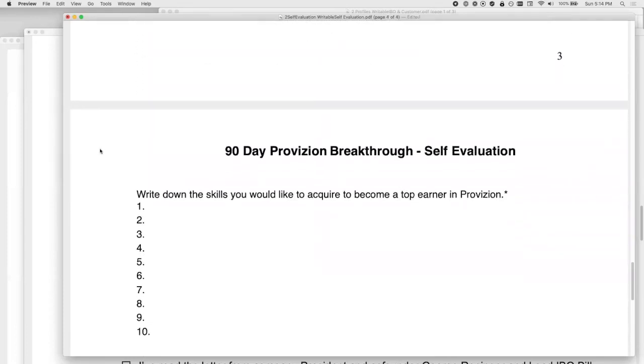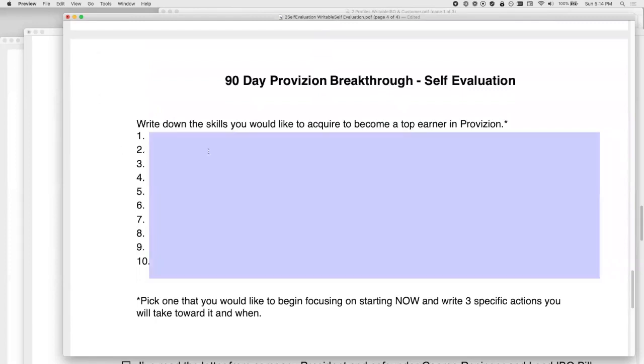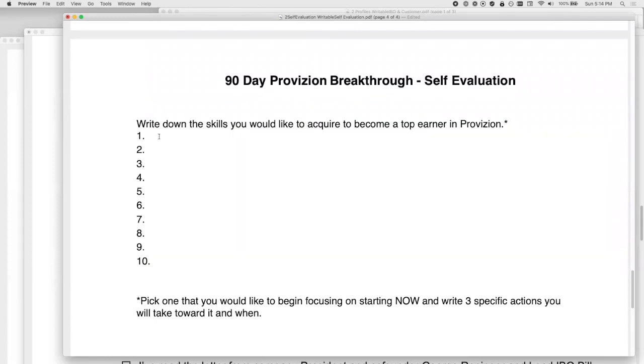And then write down the skills you would like to acquire to become a top earner in Provizion. Maybe it's being able to be a great presenter, or someone who follows through and takes care of the people in their organization, whatever it might be. Then pick one that you would like to begin focusing on starting right now, and write 3 specific actions you can take toward that and when you're going to do it. Again, this is to be very practical so that you can start working on these and your upline can help you with them. All right, so take the time, go through that, shut this video off, and then come back to it when you're ready.